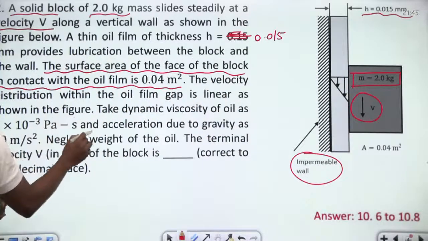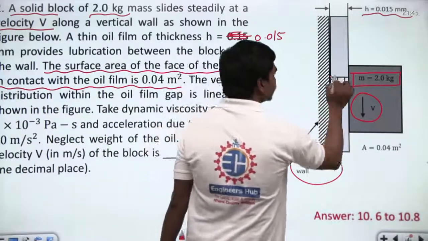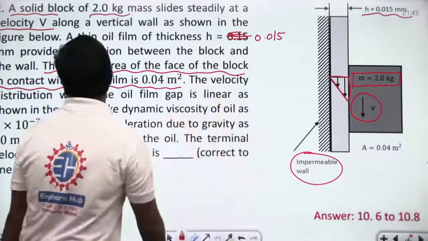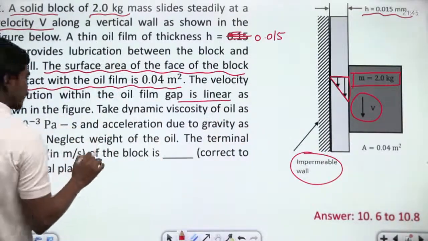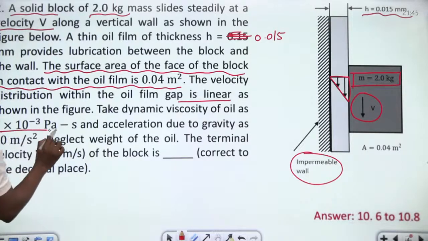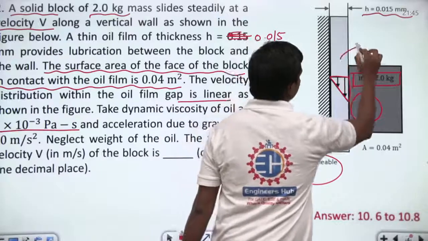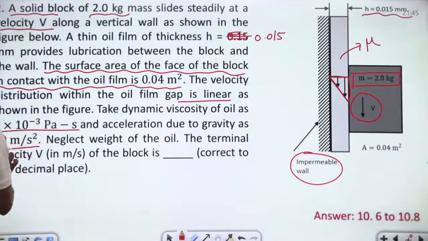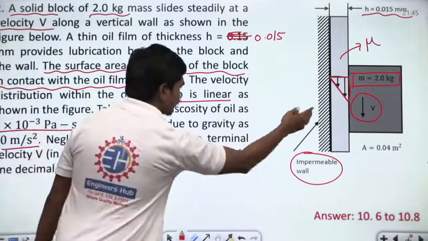The velocity distribution within the oil film gap is linear as shown in the figure. You can see there is a linear velocity variation here. The dynamic viscosity of the oil is 7 into 10 power minus 3 Pascal second, so mu is also given. Then the acceleration due to gravity can be taken as 10 meters per second square. Neglect the weight of the oil.